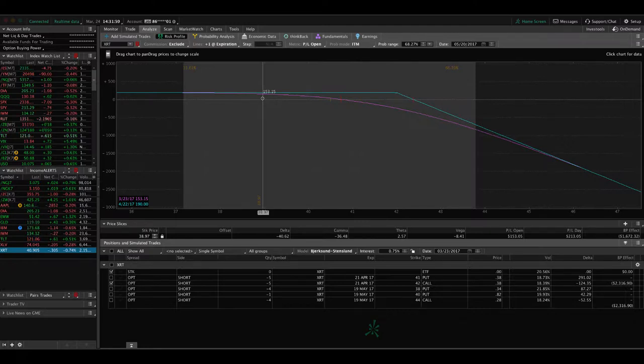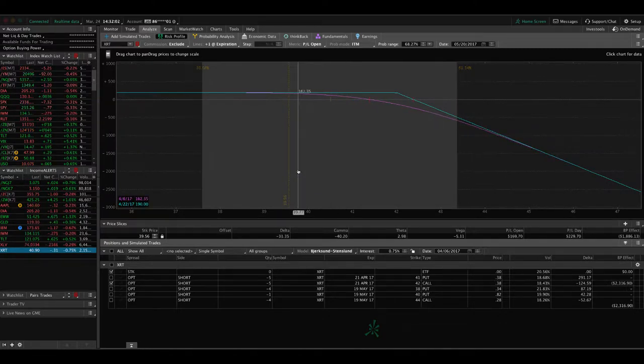Now, as time goes by, that could be down here because that pink line can go up as time passes, right? As you can see it doing in this example. So it just depends on where we are in the cycle, how many days have passed, how many days left to expiration, and where that is.